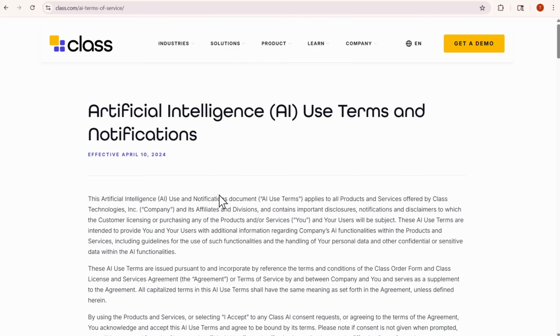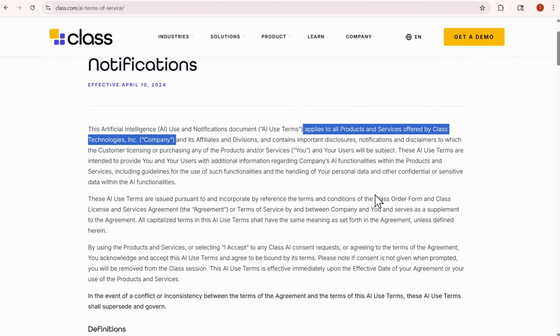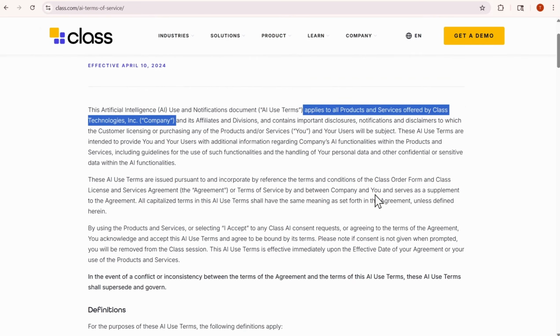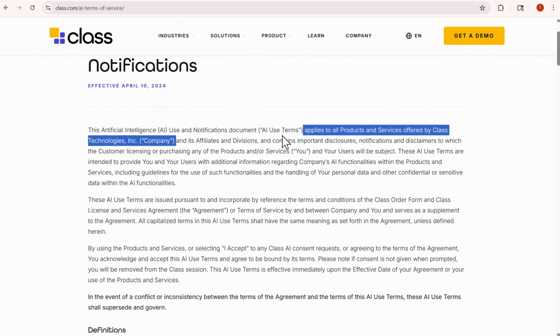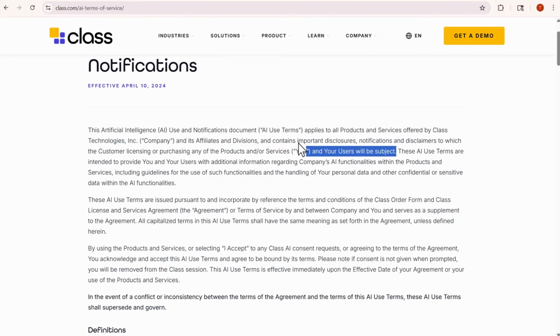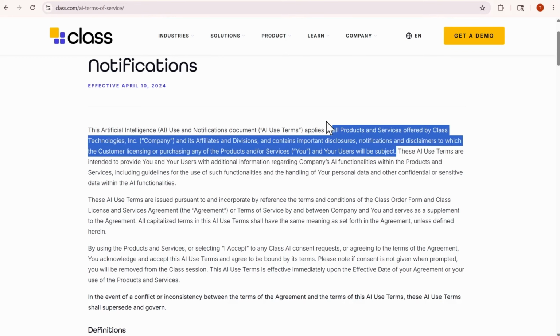Okay. The AI use and notifications document: these terms apply to all products and services offered by Class Technologies, and its affiliates and divisions, and contain important disclosures, notifications, and disclaimers to which the customer licensing or purchasing any of the products and or services and your users will be subject to, right? So in order for me to be able to review this properly, if I was this person's privacy lawyer, they would need to list all their products and services because those will influence what the terms can say, right? So this is really good. I love that there is a sentence here that identifies scope.